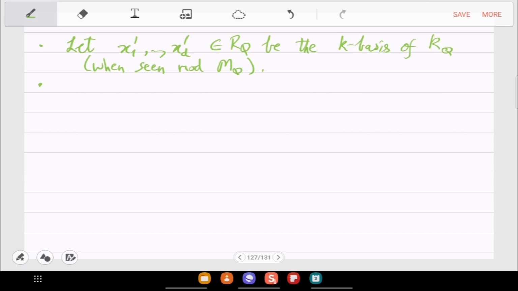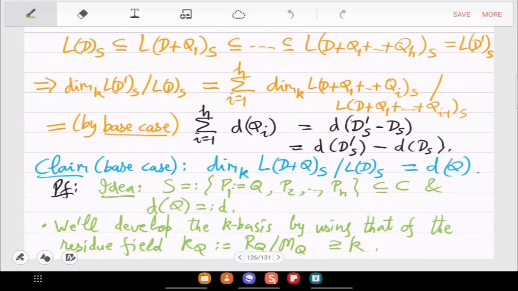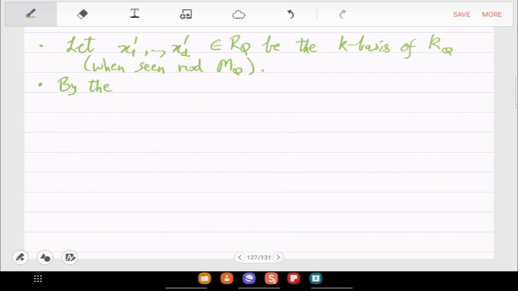So here we invoke the approximation theorem. Some things here will be tricky. Hopefully you will understand better once I have given the proof. But remember that this x1 prime to xd prime that I have, these are the functions, right? Now we don't yet know whether they actually live in L(D+Q). So we'll actually identify elements inside L(D+Q). For that we have to work a bit. So let's start that work. We'll get it from the approximation theorem.